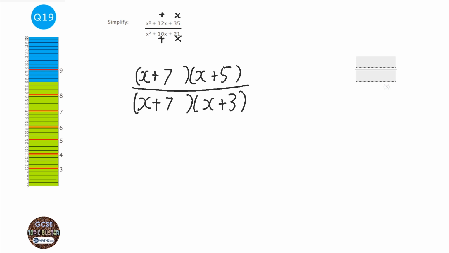And all you need to do is divide top and bottom by, let's do it top and bottom. So all I need to do is divide top and bottom by x plus 7.